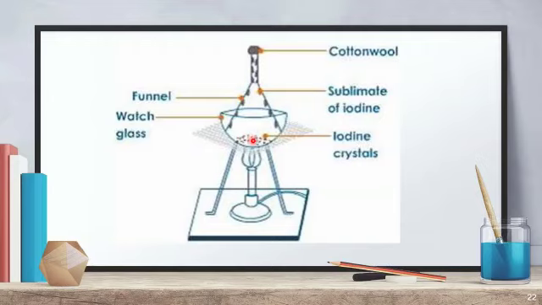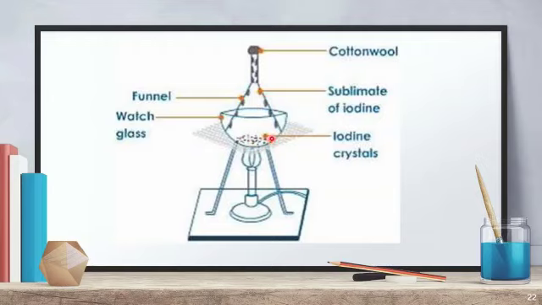A funnel is inverted over the filter paper and crystals, and we have also put a cotton plug at the top of the funnel. The china dish is slowly heated using a Bunsen burner. And look what we have observed. The impure iodine crystals on heating get directly transformed into vapors, and the vapors get cooled on the glass surface and converted into solid form.